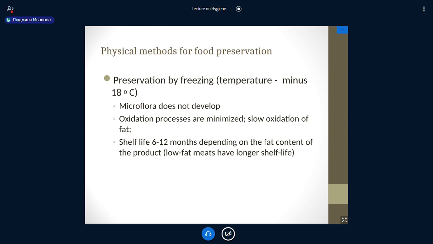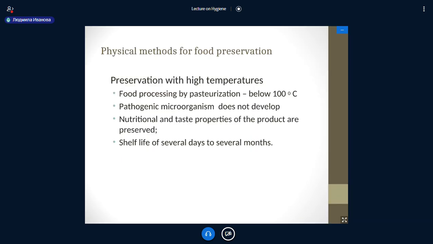Preservation by freezing is at a temperature of minus 18 degrees. In this situation, microflora does not develop, and oxidation processes are minimized. Slow oxidation of fat is critical for long-term preservation at minus 18 degrees, with a shelf life of 6 to 12 months, depending on the fat content of products. Low-fat meats have a long shelf life. For example, pork has a shorter shelf life at minus 18 compared to beef or poultry. Of course, it's not recommended to leave meat for a long time in the freezer.